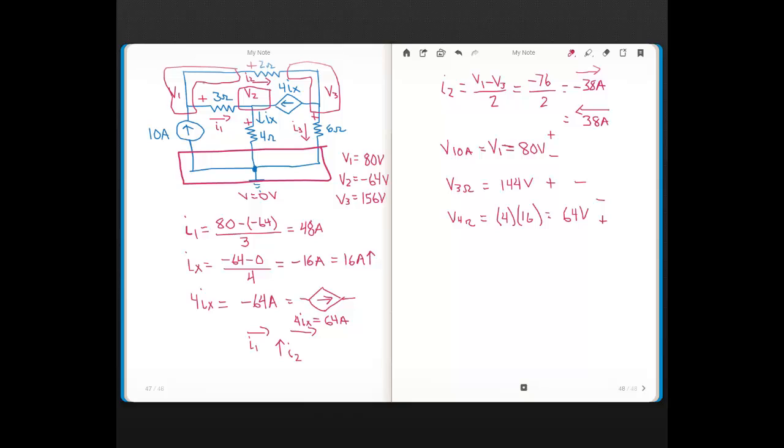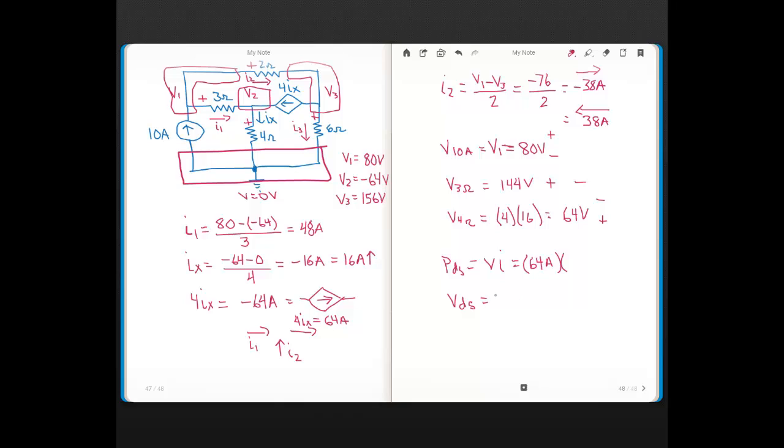So maybe we'll just finish here with calculating a power. Let's find the power for the dependent source. Well, power is V times I, as we know, and we came up with the current for the dependent source at 64 amps. So 64 amps for current. And the voltage across that dependent source is just the difference between V2 and V3.